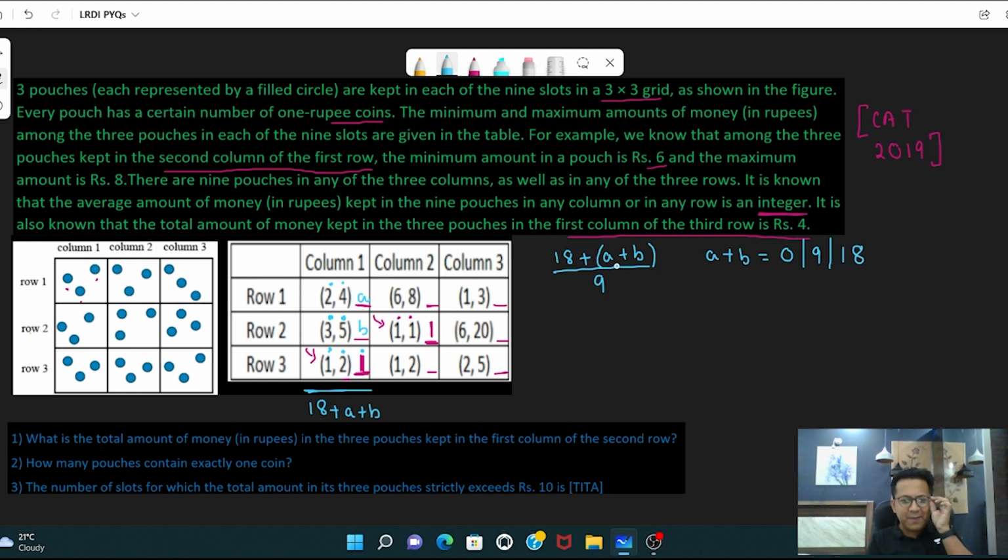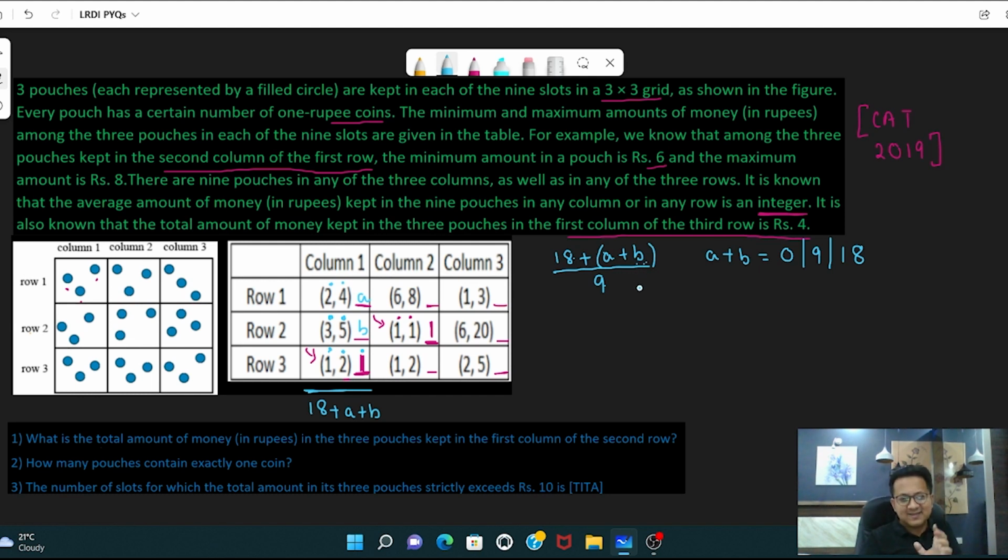Why? Because if A plus B is 0, the numerator becomes 18 plus 0, and 18 plus 0 by 9 is an integer. Similarly, if A plus B is 9, then 18 plus 9 is 27, and 27 by 9 is again an integer. Similarly, A plus B can be 18. 18 plus 18 is 36, and 36 by 9 is again an integer.